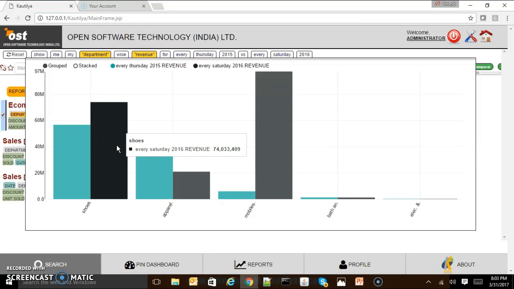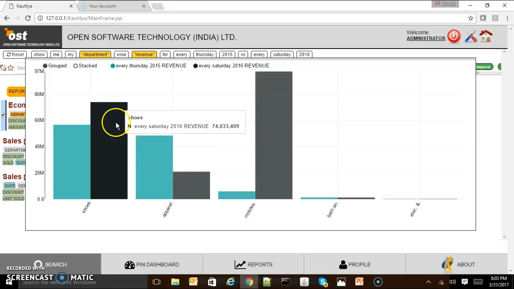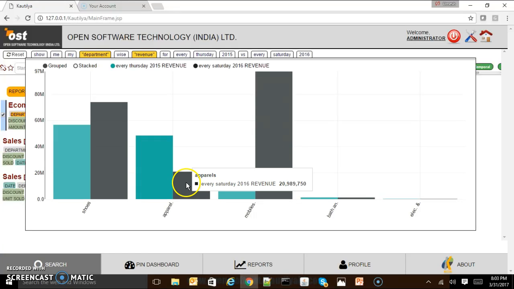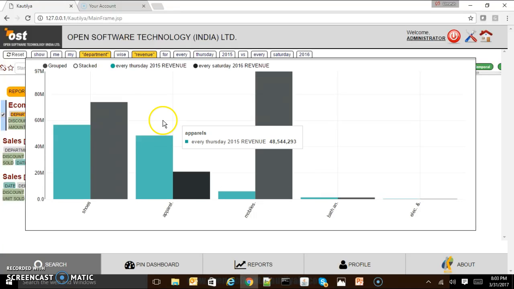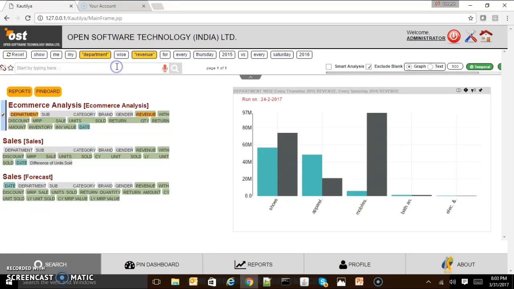Earlier in quarter, I could see that both apparel and shoes are behaving in the same way. But in case of my weekly comparisons or daily comparisons, I can see that my shoes for Thursdays are selling less while they're selling more on a Saturday. But in case of apparels, they're selling more on Thursdays as compared to Saturdays. Similarly, you can go ahead and put any two dates and between, and then compare them over here.